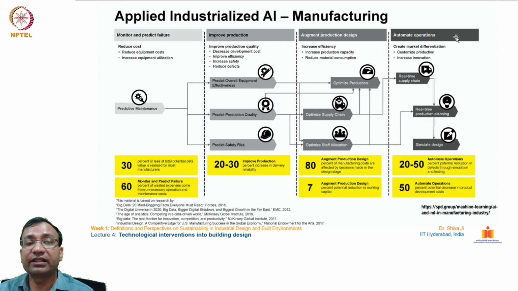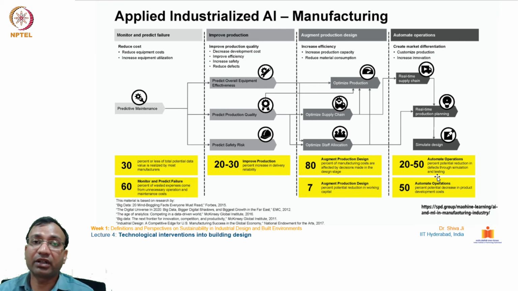So finally, in this stage, if we see automating operations, there is a 20 to 50% potential reduction in defects through simulation and testing, which is also huge. First of all, it adds to the customers' confidence in the product, whatever is being manufactured. It increases the brand value. Plus it helps reduce the costs of repair, replacement, refurbishing, etc.